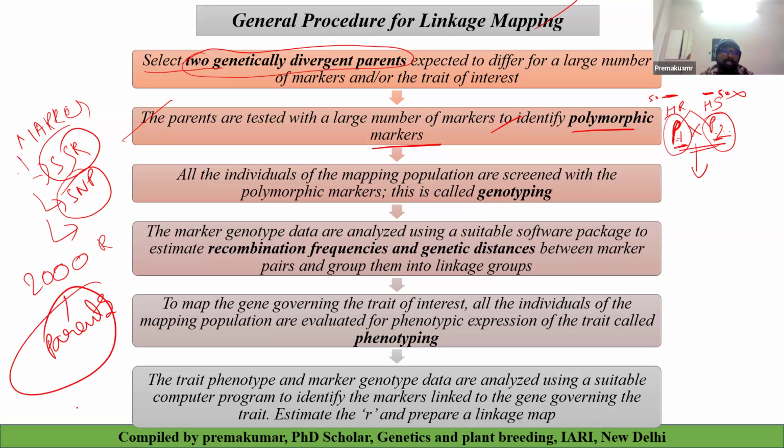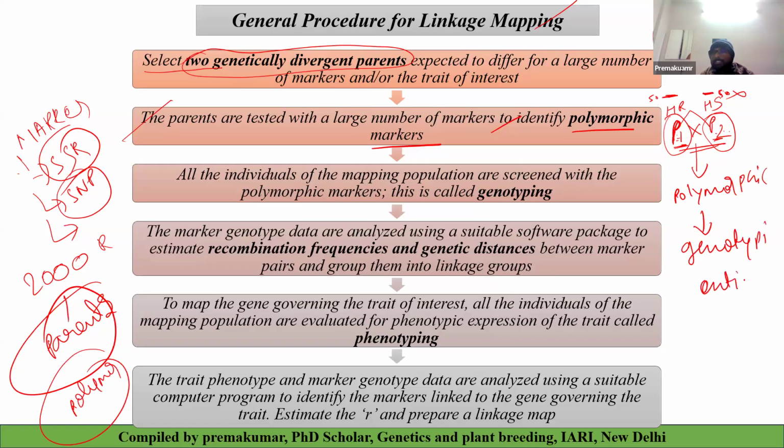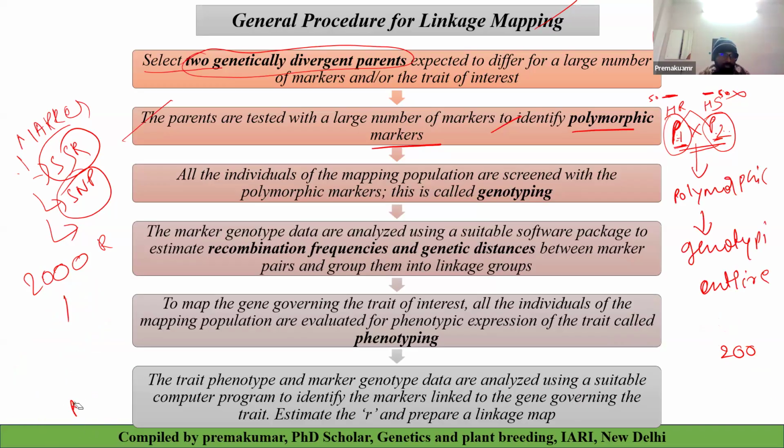Then you should identify the polymorphic markers. Then use polymorphic markers for genotyping of the entire mapping population. For example, you have a 300 mapping population. Use 200 markers to genotype 300 population. Like this, you can genotype all the individuals of the mapping population. Then all the individuals are screened with the polymorphic markers.